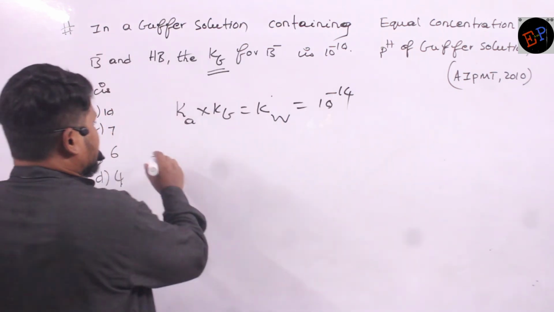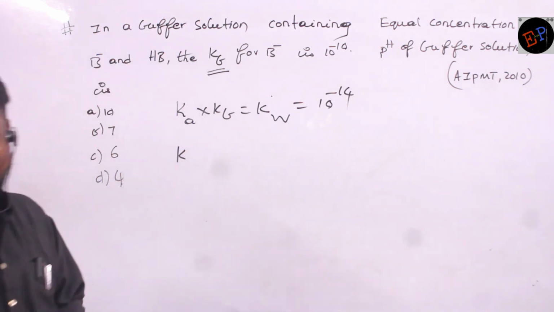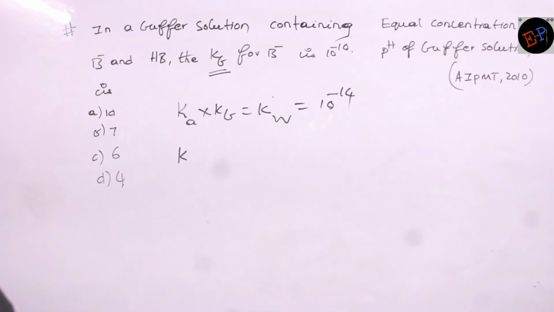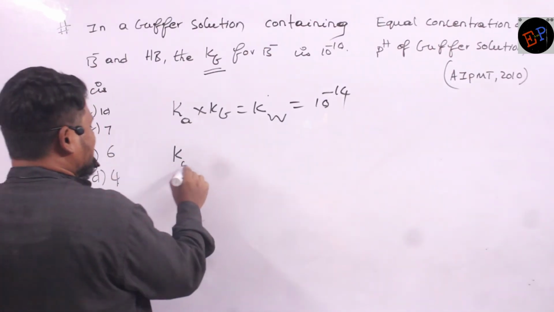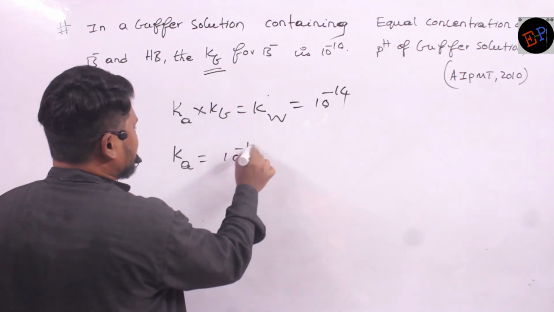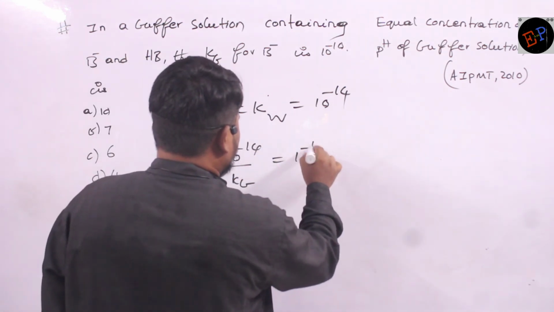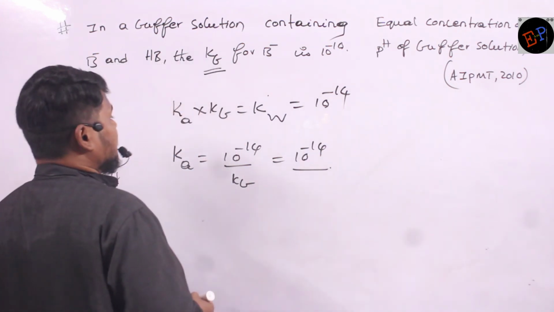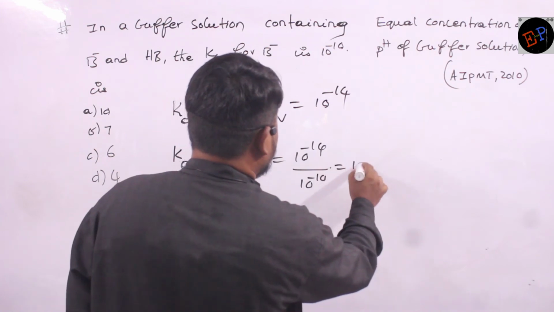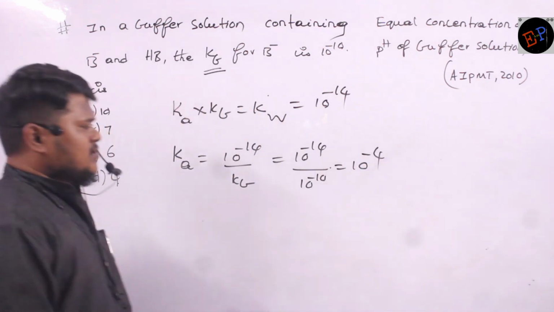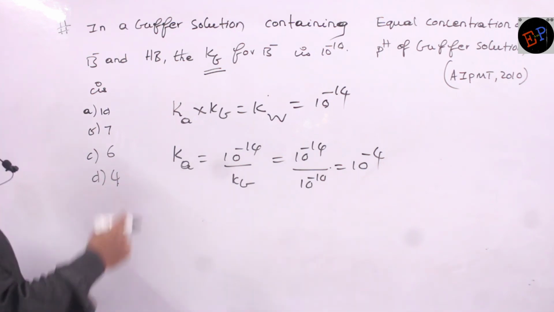Okay. So therefore Ka value. So Ka value is how much? 10 power minus 14 divided by Kb. That's it now. So 10 power minus 14 divided by Kb value, which is 10 power minus 10, so it is 10 power minus 4. So that is the required Ka value. Understood? Now substitute in the equation.